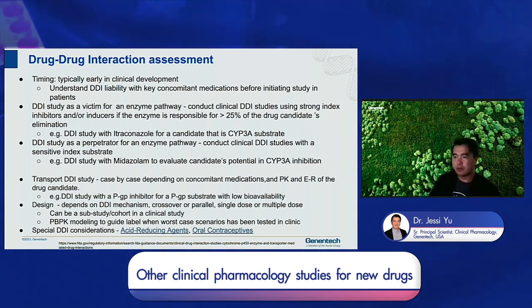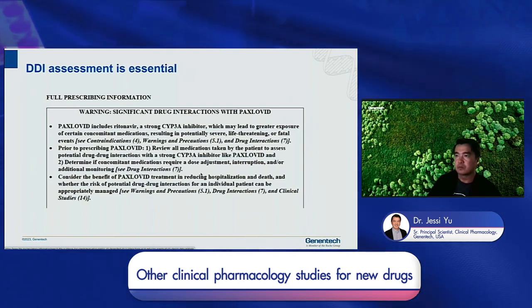And also at the bottom here, I'm attaching some special DDI considerations, and this is because FDA issued two guidances to my awareness, one related to DDI with acid reducing agents, and another one on the DDI assessment for oral contraceptives. So those are, I would say, special cases, and the guidances are quite clear, and they tell you under what scenario you may need to consider conducting a DDI study with those two classes of drugs.